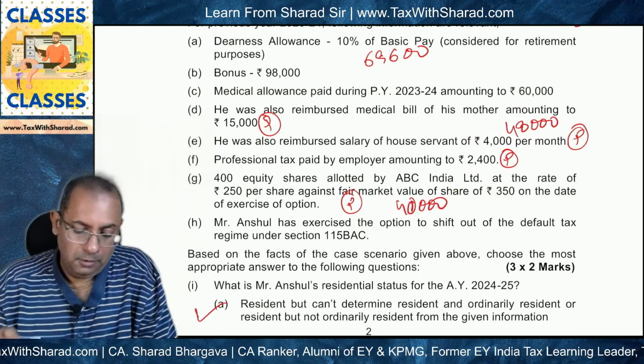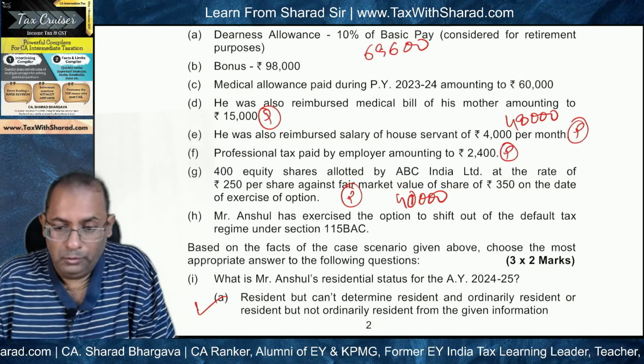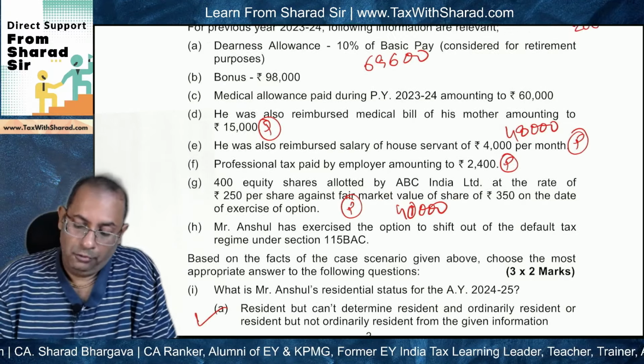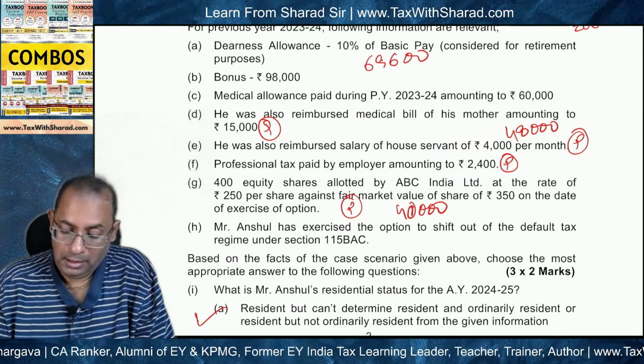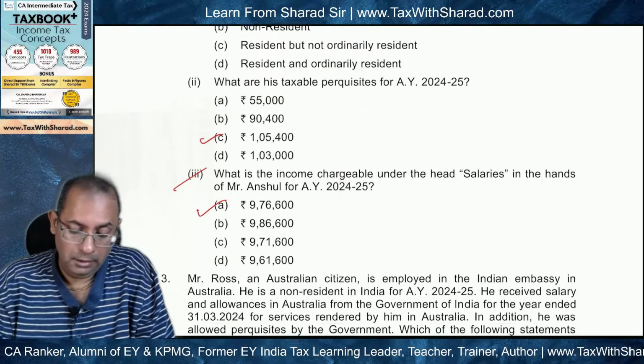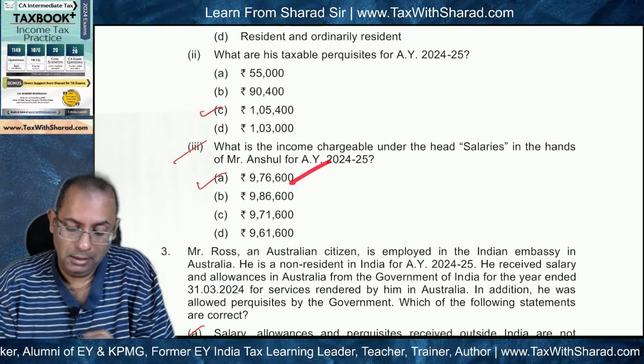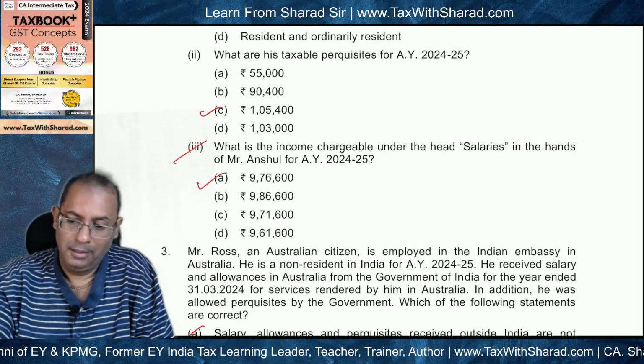So then we get the gross salary, and from this we deduct two items. One is 2,400, which is on account of professional tax, and the other is 50,000 on account of standard deduction. So the answer that we will get after this calculation will be 976600. This will be the correct answer. Okay.